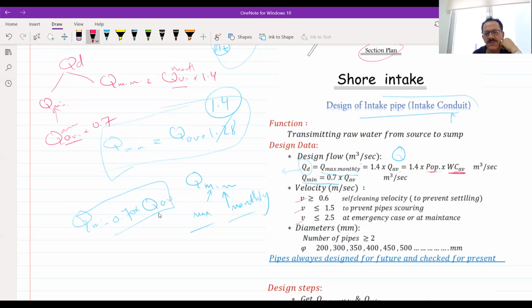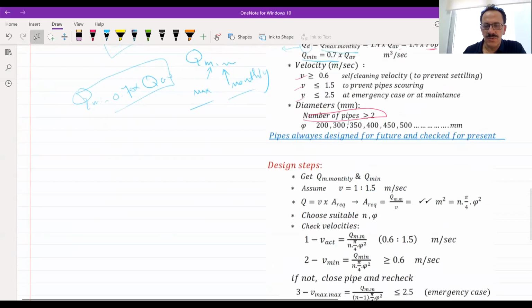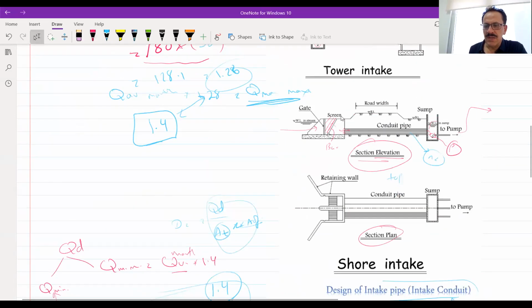This is the values of the velocity that will be used for checking. Diameters of the pipe: usually the number of pipes used in this design should be more than 2. What I mean by 2 is that the water will have to go from the river to the sump. There should be at least 2 pipes, the pipes that convey water from this river to this tank, usually 2 or more.